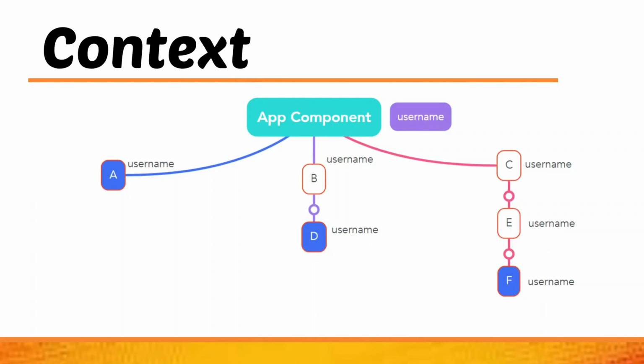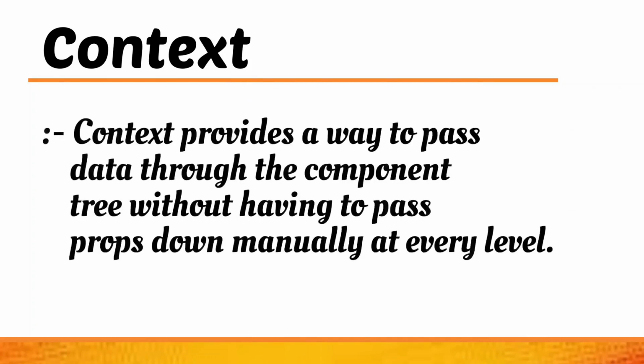This especially becomes a problem for certain types of props, such as language preference, UI theme and authenticated user, which are pretty much required by many components in your application. What would be nice is if you could directly make the data available to the required component without having to manually drill down the props through every level of the component tree. This is where the context API comes into picture. The context API provides a way to pass data through the component tree without having to pass props down manually at every level. Let's understand this with the rightmost tree you see on the screen.